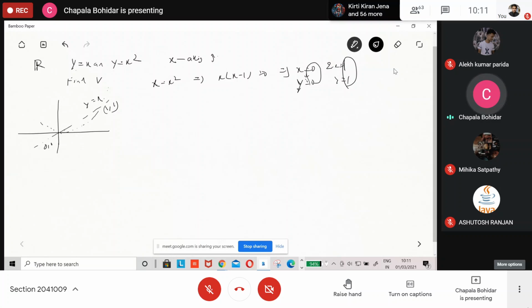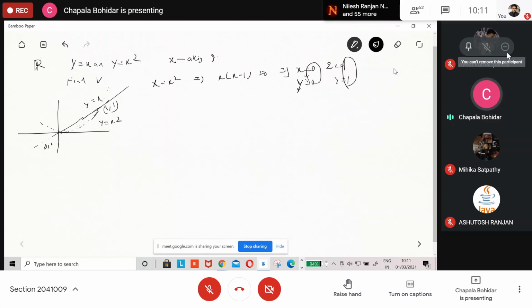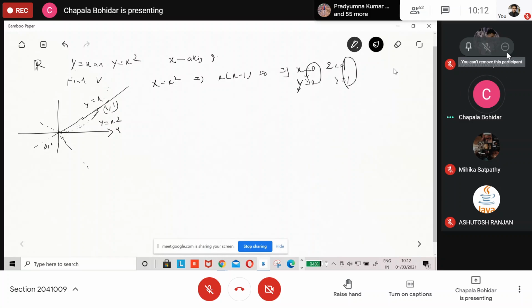So this is your line, that is y is equal to x. This is your curve, that is y is equal to x squared. So the bounded region is this portion. This region is rotated about the x-axis. So what will we get? This line becomes a mirror image. This line is here, and this curve is here.